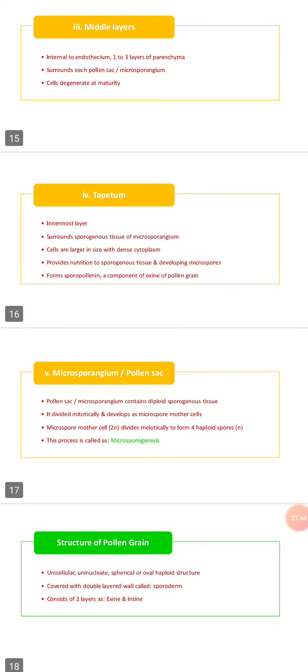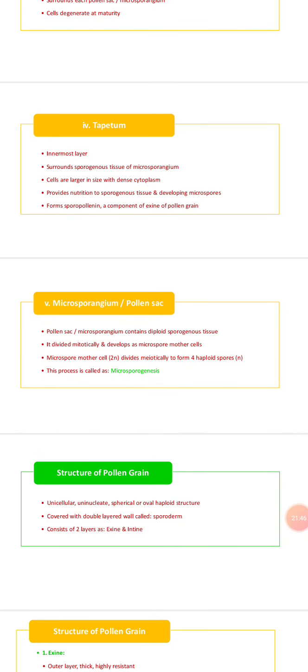Then inside it, the MMC cells are present. We call this the microsporangium. The microspore mother cells are present, and with the help of them the microsporogenesis process is conducted. From one microspore mother cell, it divides meiotically to give rise to 4 haploid spores. The diploid mother cell has 2 sets of chromosomes.